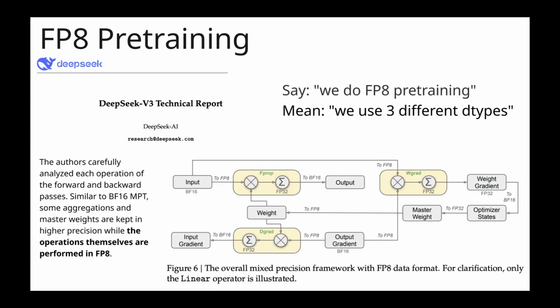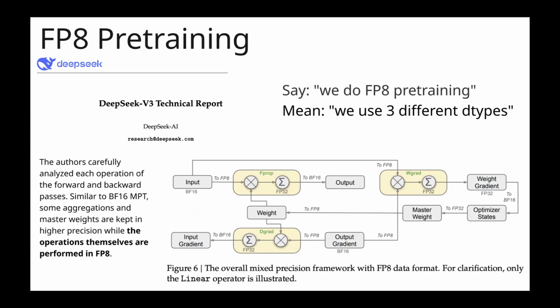Thus, you just naturally want to use them. So what the Chinese people have done is that they carefully analyzed each operation in the forward and backward passes, similar to how we have seen with mixed precision training in BF16 or FP16. So some aggregations and master arrays are kept in higher precisions, whereas the most intensive part of the computation, which is matrix multiplication, is done in FP8 using tensor cores, which are a good fit for this mathematical operation.